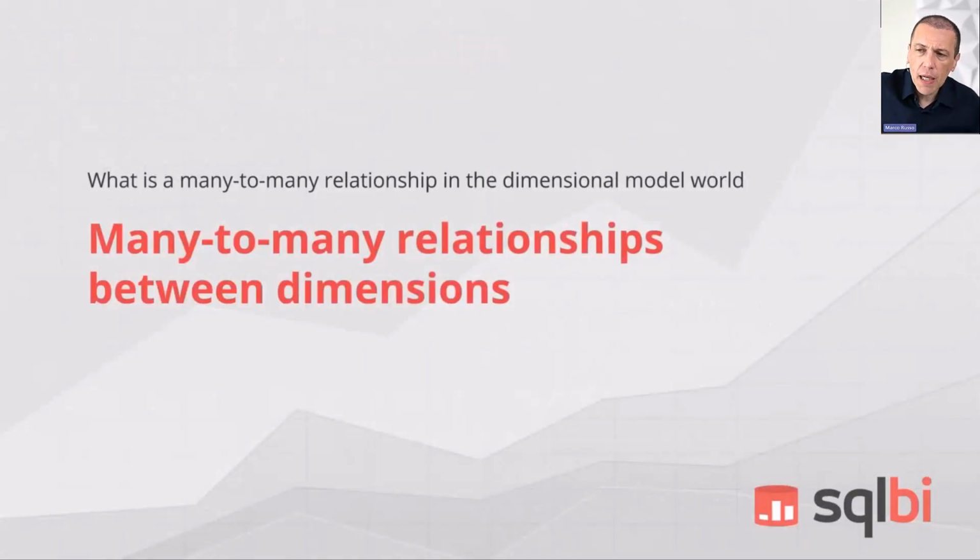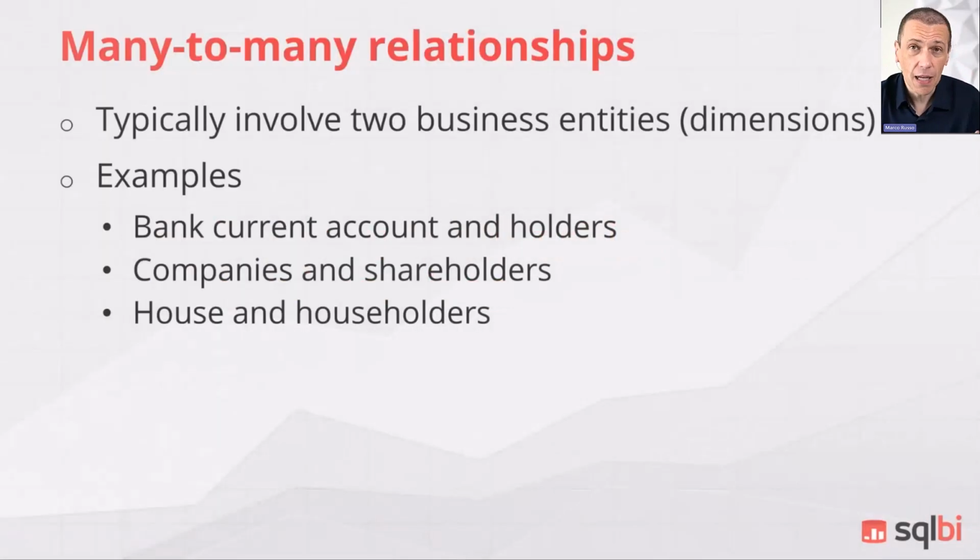So the first scenario. As long as you have one-to-many relationships, life is good, everything works well, no problems. But sometimes you have a different problem. You have two dimensions, two tables that describe business entities like the customer and the products, or, as we will see in this demo, the bank accounts, where the nature of the relationship is many-to-many. Let's see some examples. The more classic example is the bank accounts.